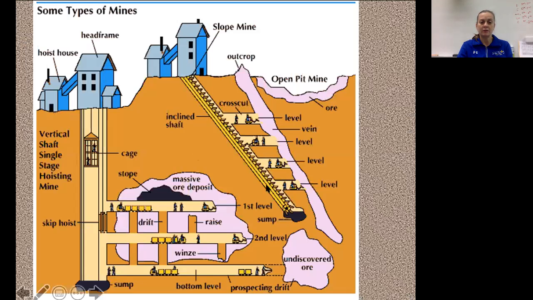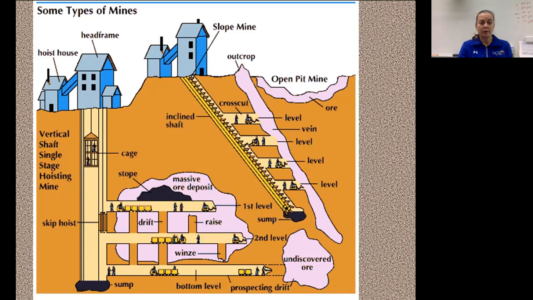So this is what we call a slope mine. This is a vertical shaft mine. And you can see that in both cases, there's a shaft going down, whether it's inclined or vertical. And then there are different levels of tunnels underneath that are then used to access the ore. And the type of mine really depends on the contours of the land as well as where the location of the ore is.